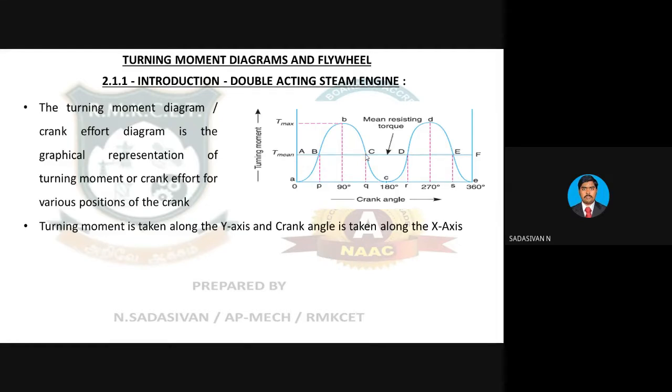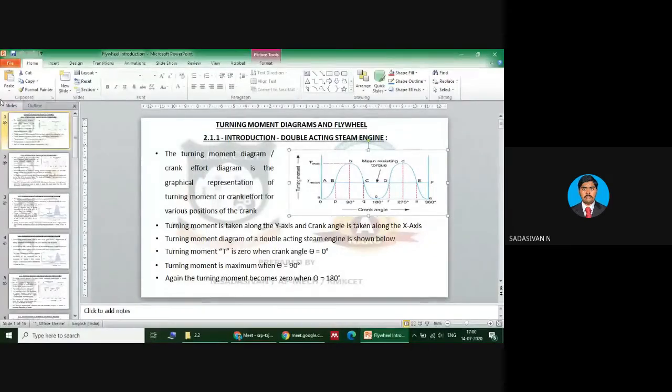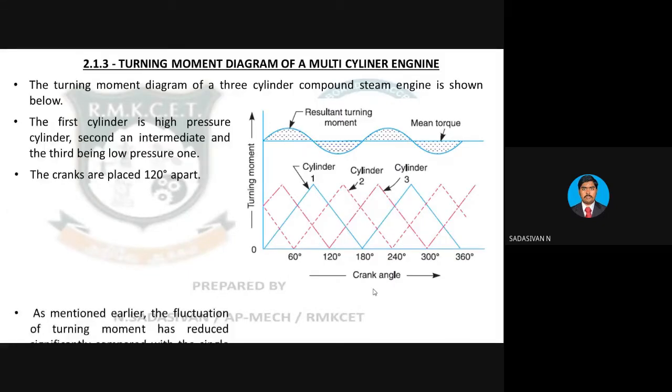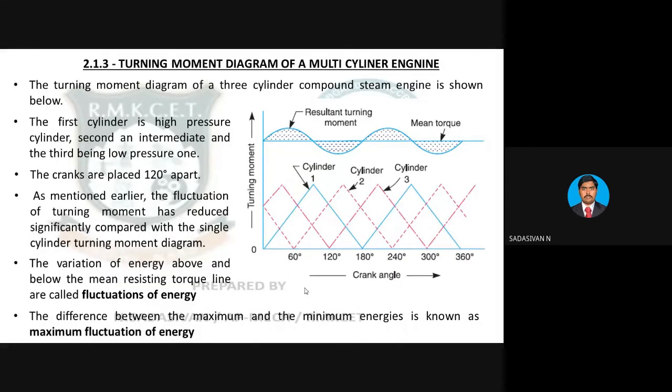Now, this mean torque line, please understand, is required to keep the sustained motion of the vehicle or the engine or whatever is your case study. Now let's come back here. Read this sentence once again. The variation of energy above and below the mean resisting torque line is called the fluctuation of energy.